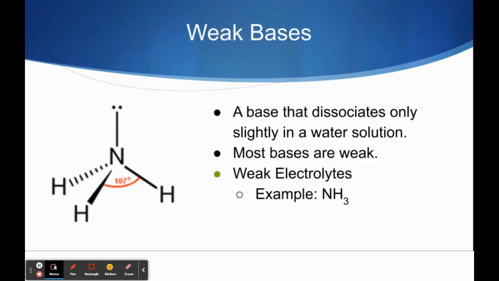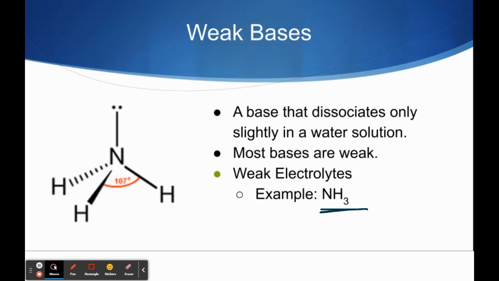Weak bases, much like weak acids, will only slightly dissociate in water. And it's important to note that most bases are weak. We have quite a few strong acids, but not that many strong bases. They are also weak electrolytes, which means that they will conduct electricity, but very weakly. So NH3 is ammonia, and that is our example of a weak base.